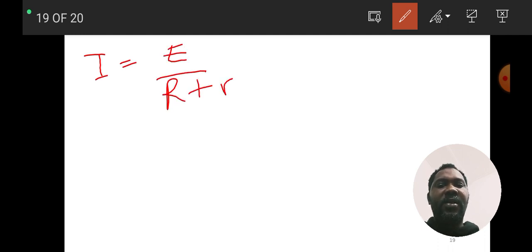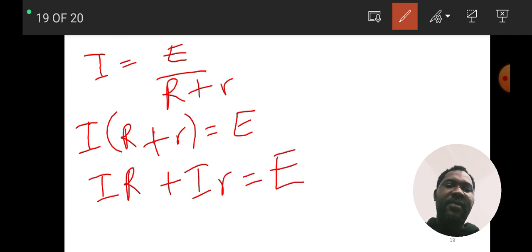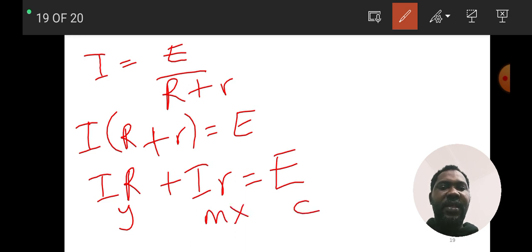This is not looking like a straight line at all. So we can transform this starting by cross multiplying. So we have I into R plus small r equal to E. If we open the bracket, we're going to have I big R plus I small r is equal to E. Okay, this is looking more like it. That's because IR here, variable. Okay, this is variable constant, mx, and this is just constant, E is a constant.